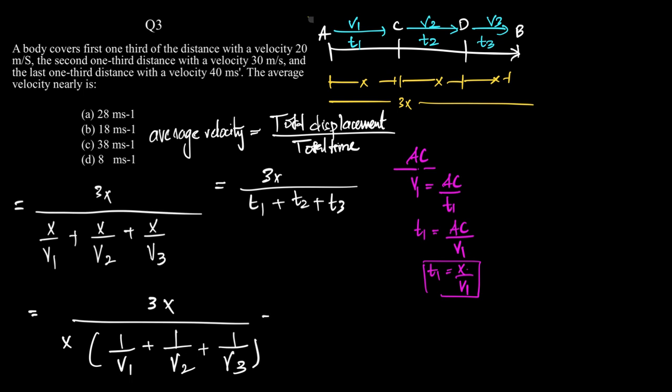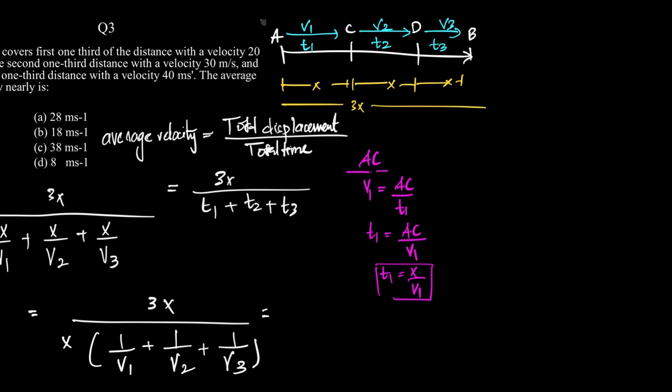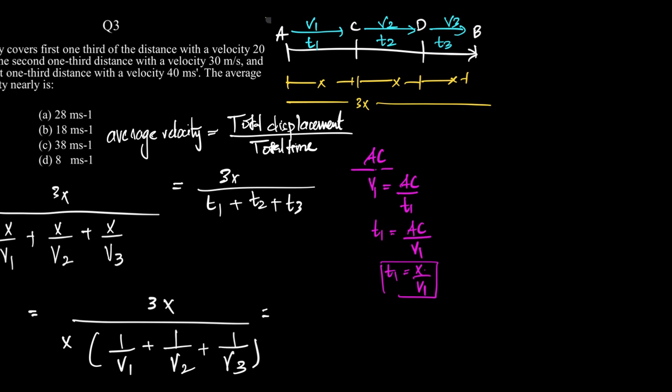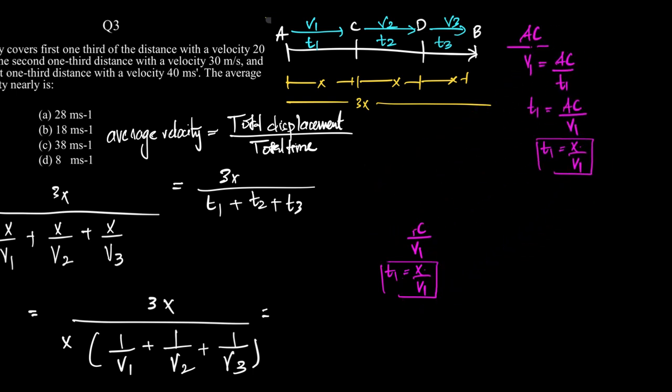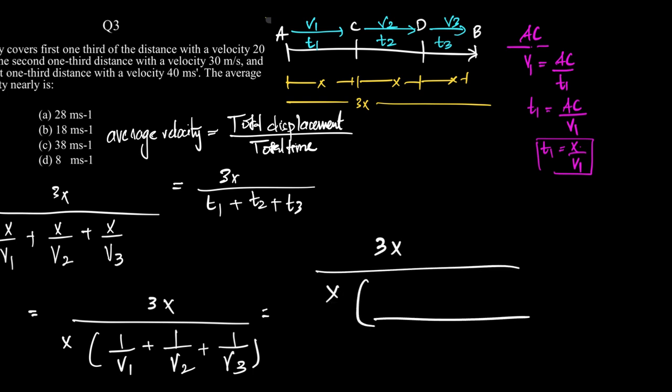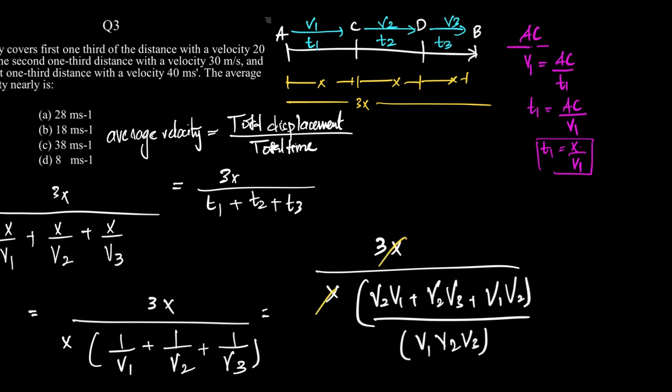Now, should I explain it more? Okay, let me just do that also. Let us not. Okay. Now, how much would this be equal to? This would be equal to 3x the whole upon x times. We know that the LCM is V1, V2, V3, right? And here it will be V2 V3 plus V1 V3 plus V1 V2. I don't need to derive this again. X and X will get cancelled.